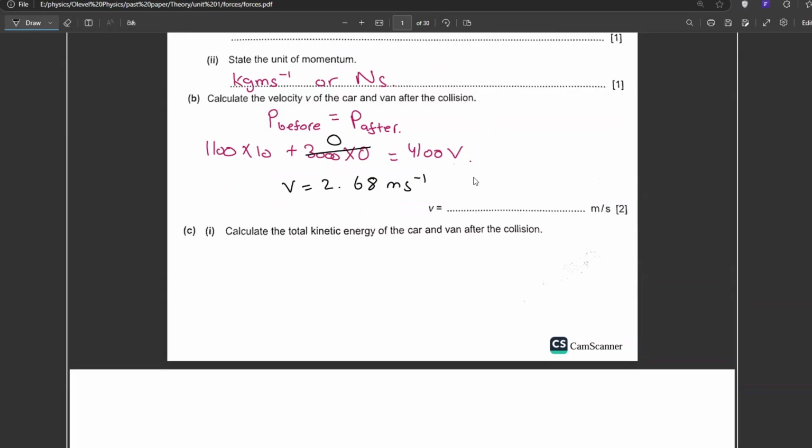Calculate the total kinetic energy of the car and the van after collision. So what is the formula of kinetic energy? Kinetic energy is equal to 1 upon 2 mv square. What is the total mass of the car and the van? 4100. What is the velocity? 2.68 squared, multiplied by 4100 divided by 2. This gives you an answer of what? Kinetic energy is 14800 joules. Simple as that.